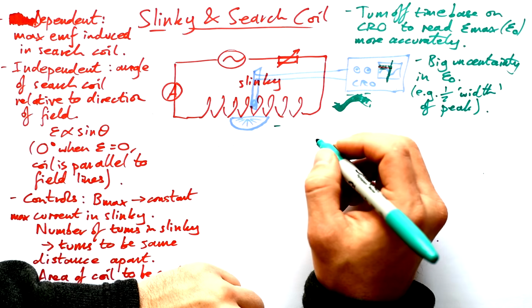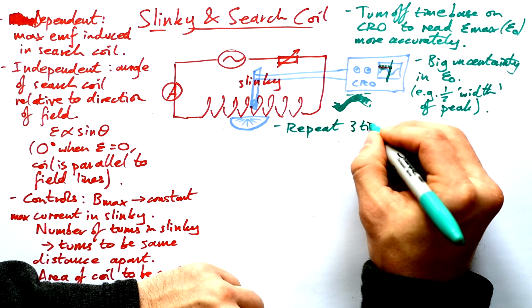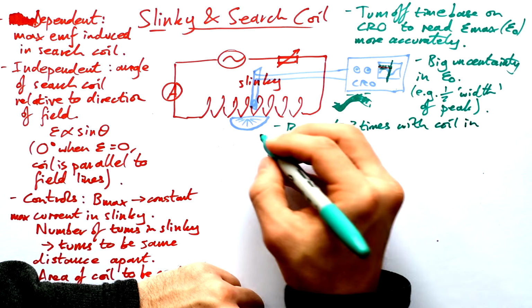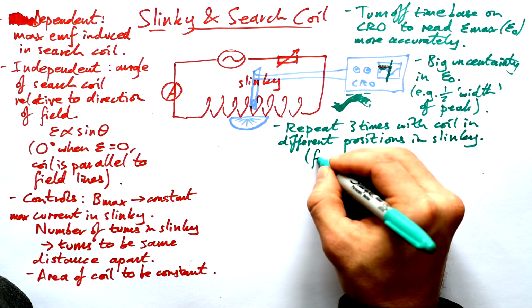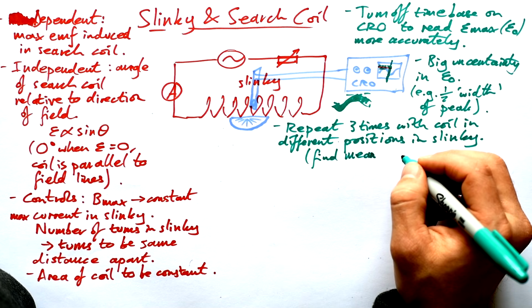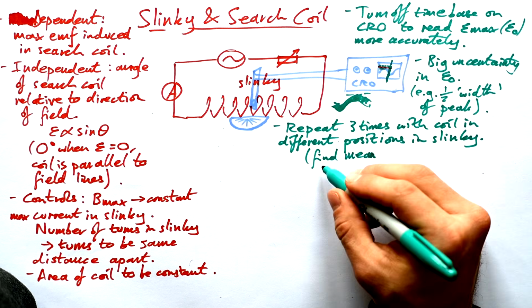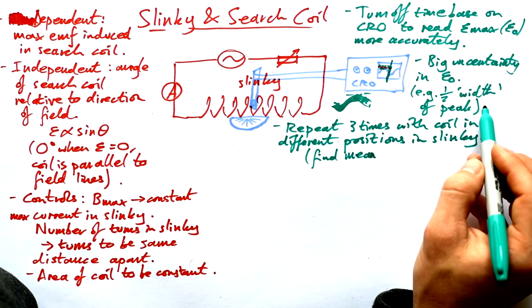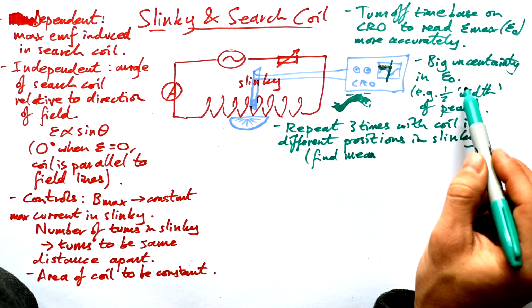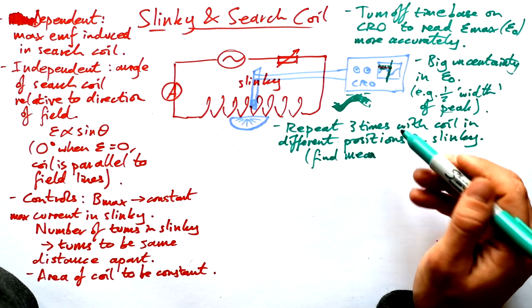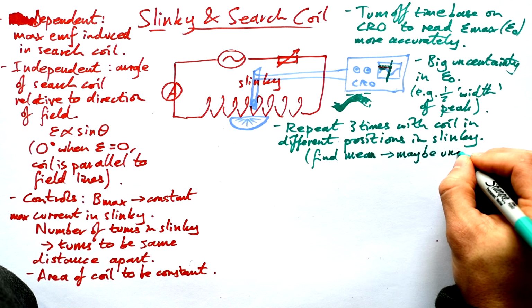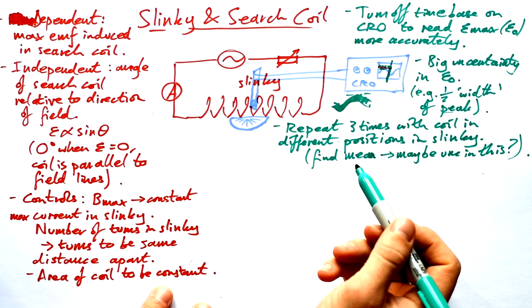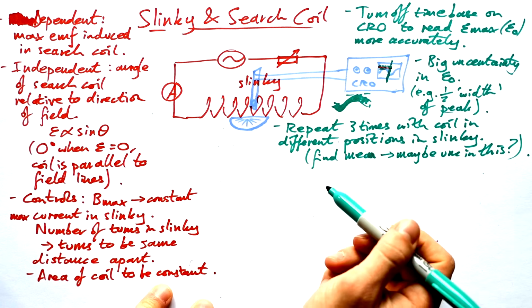And this is one of the times when I would do repeats. Repeat 3 times with coil in different positions in the slinky. And then you want to find a mean of these. And depending on how variable your repeat readings are, you can have your uncertainty in the EMF being half the width of the peak because of the actual reading, or it could be in the mean. So we can say maybe uncertainty in this. It's up to you. But if this was a question in an exam, definitely mention that.